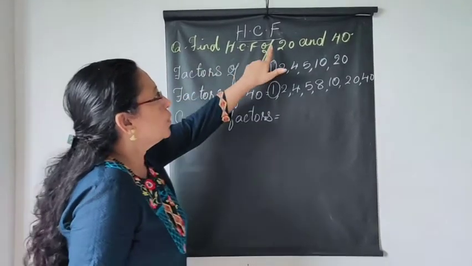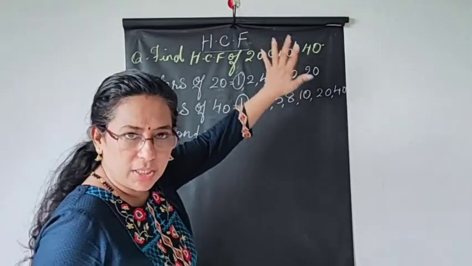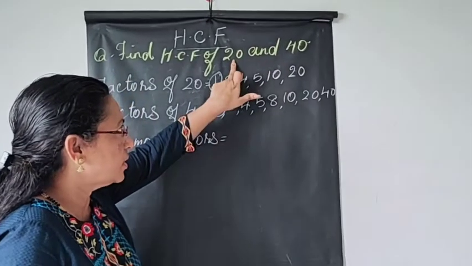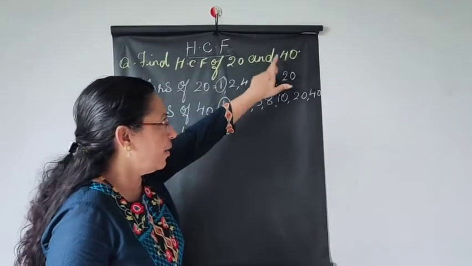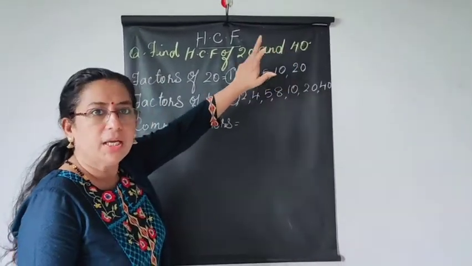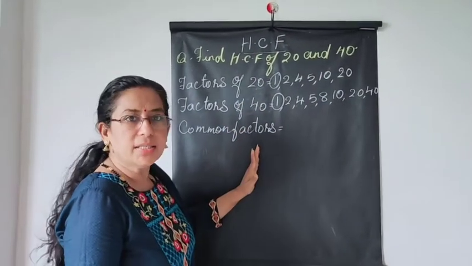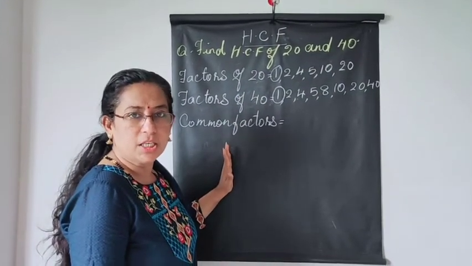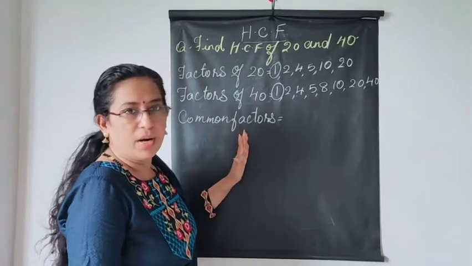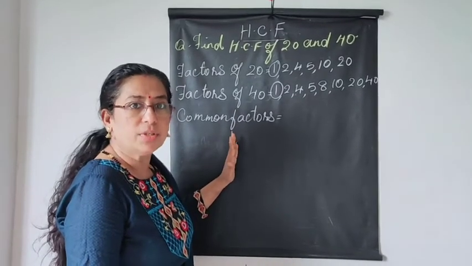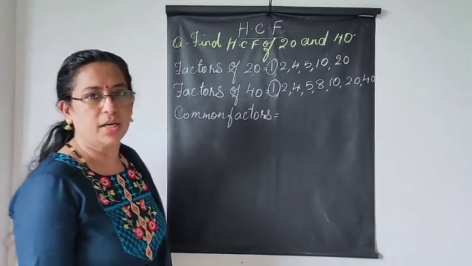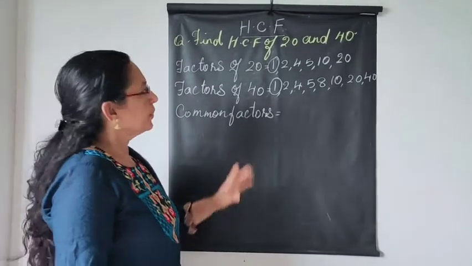The question is 20 and 40. The numbers are 20 and 40. We have to find out factors of 20 and we have to find out factors of 40. Then find out common factors. Then the last step, out of those common factors we have to find out the highest common factor. Okay. Shall we start? Okay.